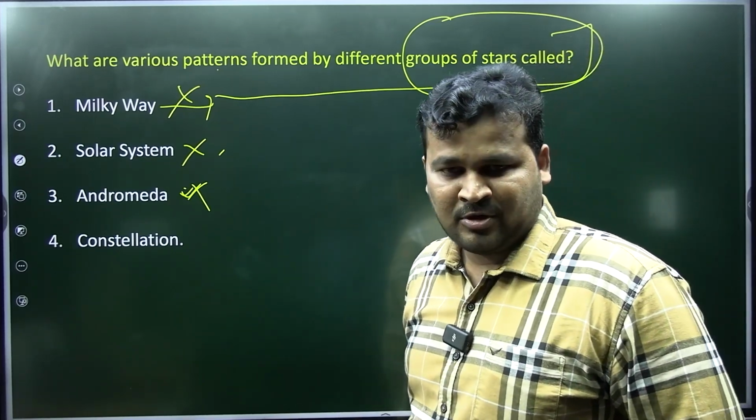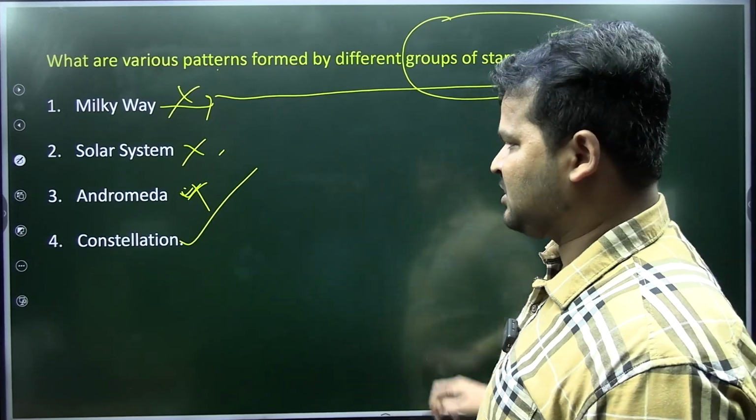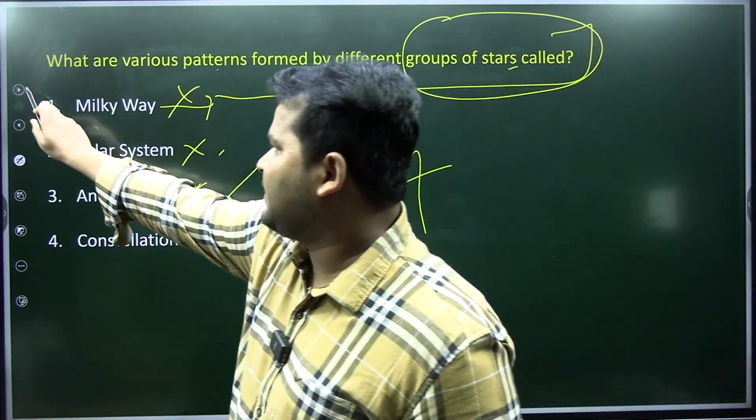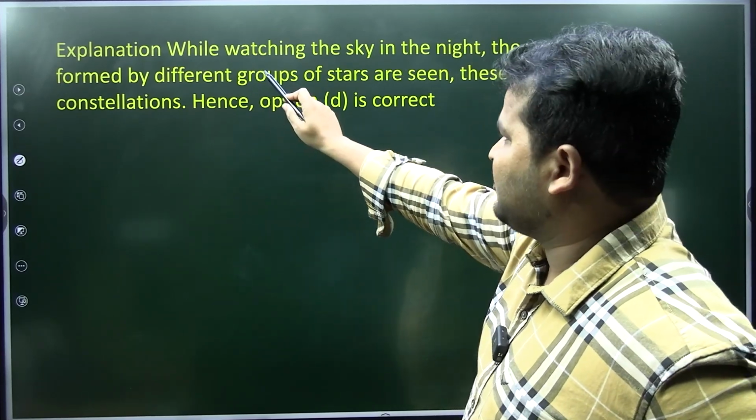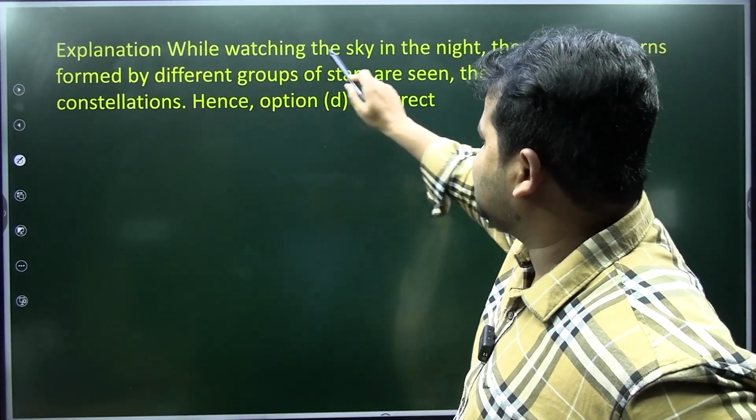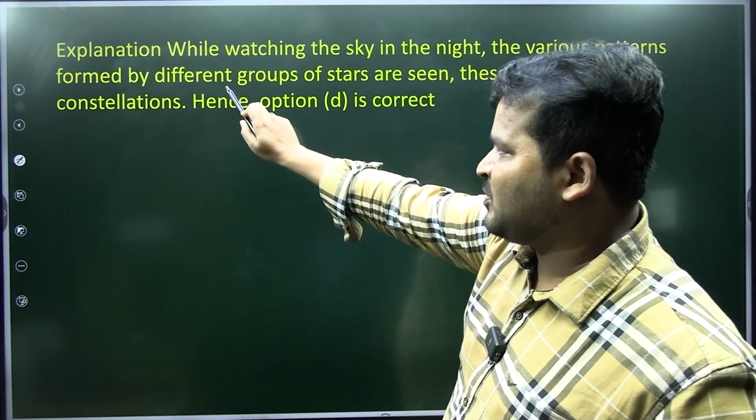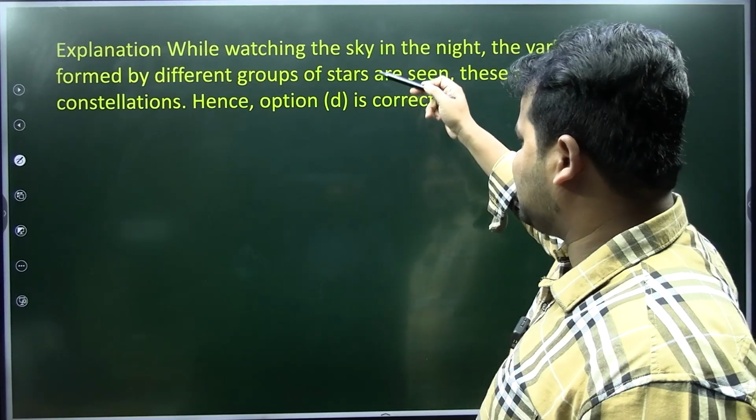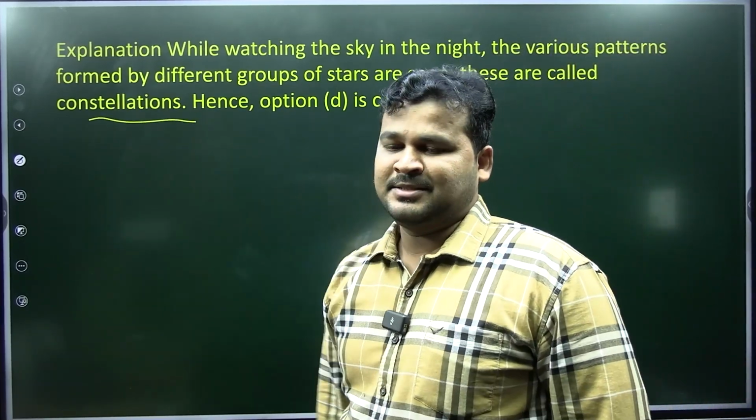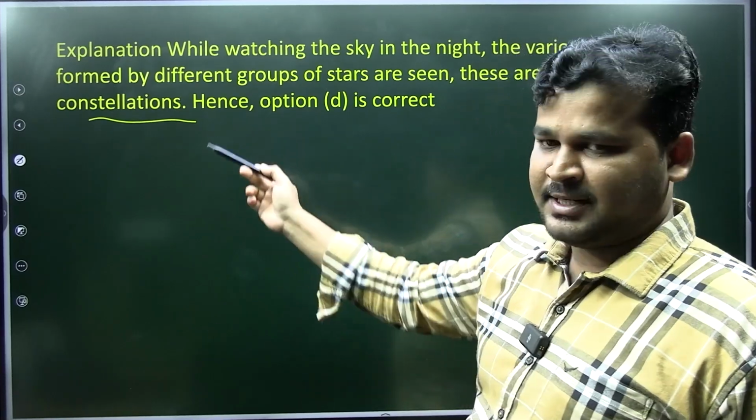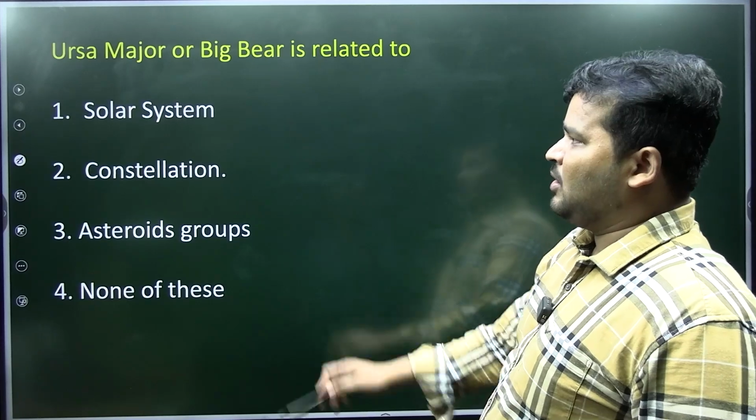Constellation. The definition for constellation is nothing but a group of stars. So finally 4 is the right one for this question. You can see the explanation here. While watching the sky at night, the various patterns formed by different groups of stars are seen. These are called constellations. It is the exact definition for constellations. Right.